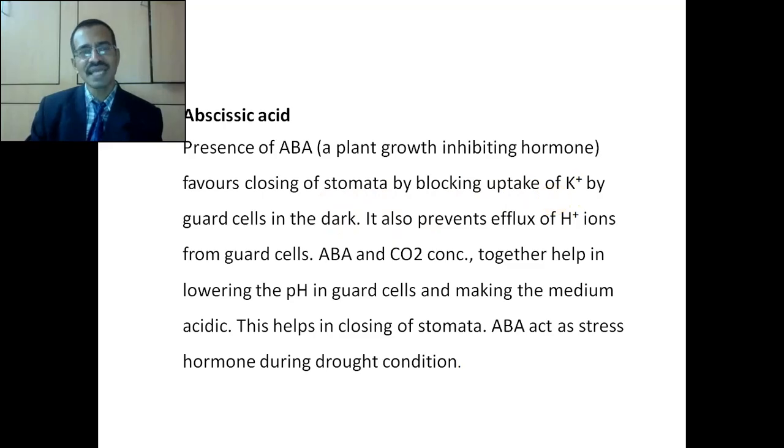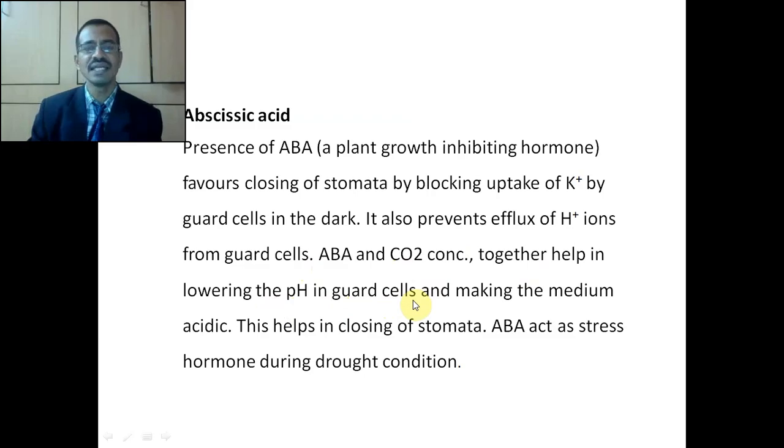So, abscisic acid inhibits transpiration by blocking the uptake of the potassium ions by the guard cells. It also prevents efflux of the hydrogen ions from guard cells. Abscisic acid and carbon dioxide concentration together help in lowering the pH in guard cells.